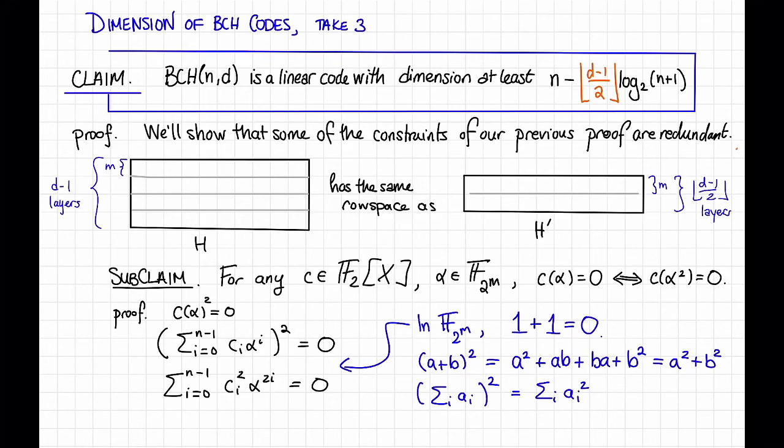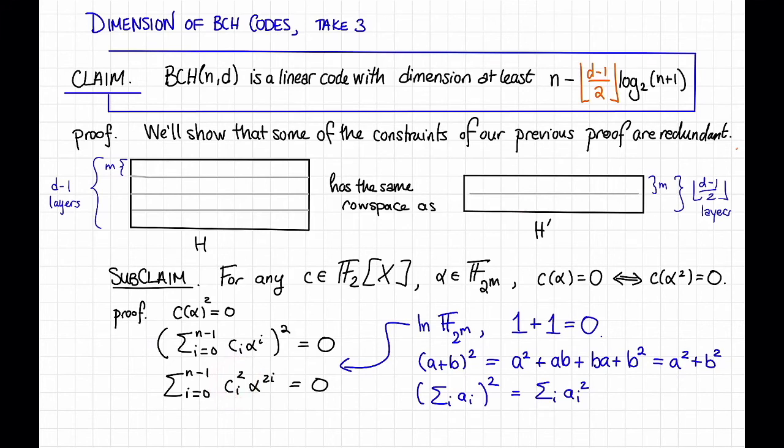Okay, so since we're working over a field of characteristic 2, that is, a field whose size is a power of 2, this is a legit step. Our next step is to say that c_i squared is the same as c_i. That's because c_i is either 0 or 1. It lives in F2.